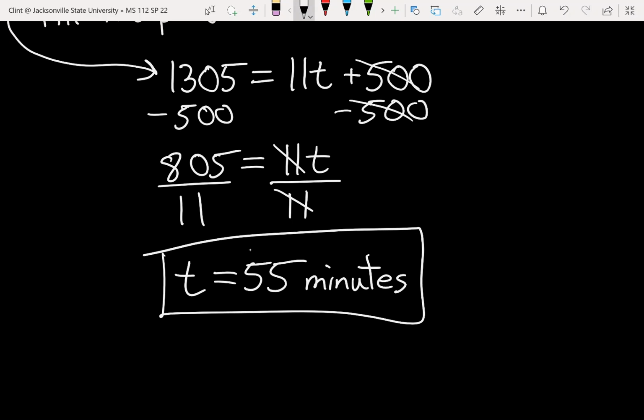So 805 divided by 11. So that one comes out something ugly, like 73.1 minutes. Sorry, I messed my math up trying to pick the numbers. Thanks for catching that, because I was sure that confused somebody, multiple people.